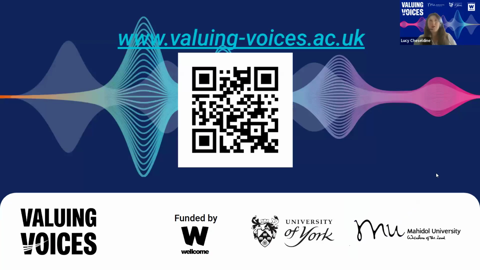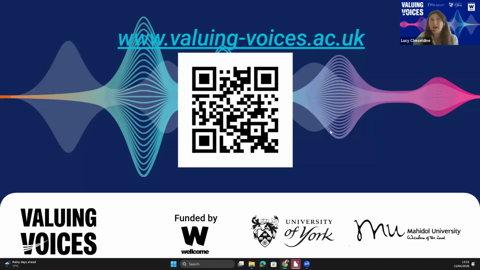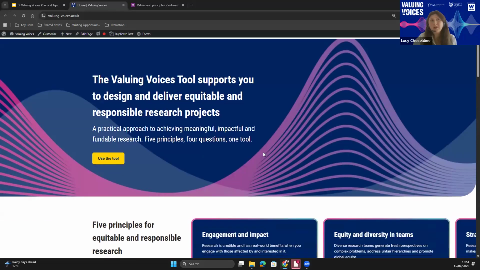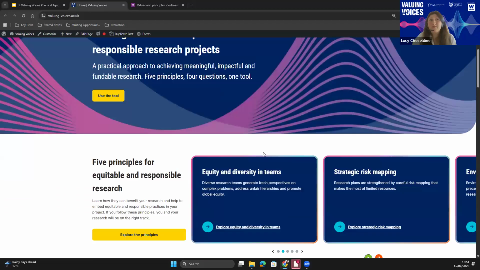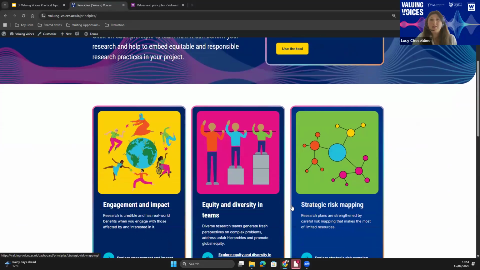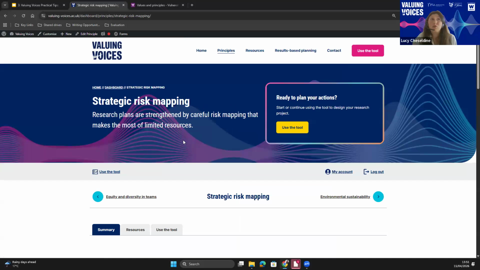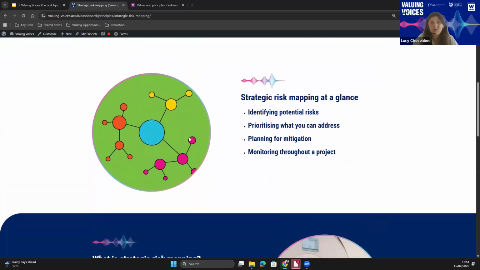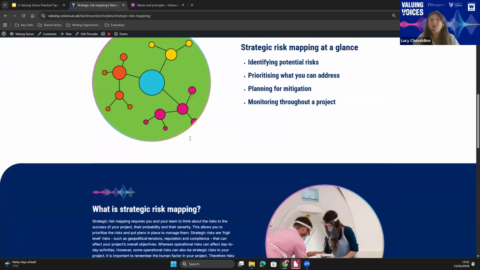But we're going to just move on in the final 10 minutes of the session to have a look at how the Valuing Voices tool itself can help you with risk management. So this is our tool, and a quick tour. You can go into risk mapping on our tool, and there's information about what it is, really lots of what we've shared with you today, a definition and overview.